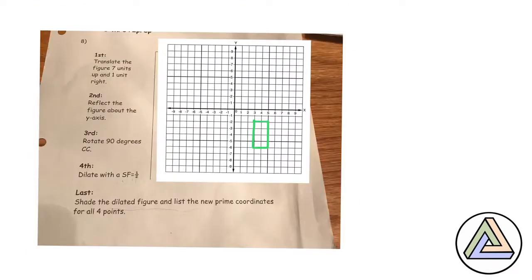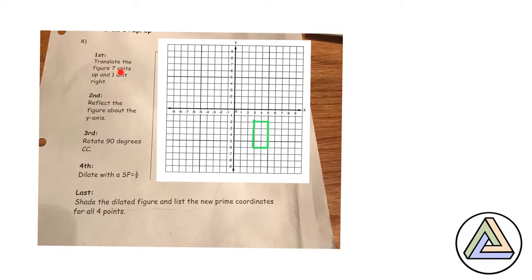Moving on. Okay, so what we have here is a transformation. I kind of redid this part to make it nicer looking. The picture was kind of wrong and weird looking. So let's see what's going on here. Translate the figure 7 units up and 1 unit to the right. Well, here's the figure, right?